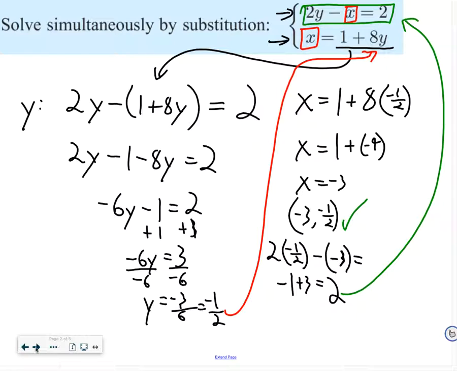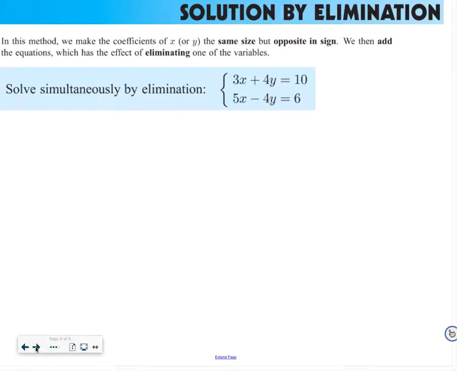Okay, so in our other example here, solving by elimination, we're going to choose this method in solving simultaneous equations when we notice that both of our equations are in general form. Okay, so our first step in trying to solve these by elimination is we want to make sure our coefficients of x and y are the same size but opposite in sign. Okay, so in this example here that we're going to do, we're going to notice that our y coefficients are the same size, but they're opposite in sign.